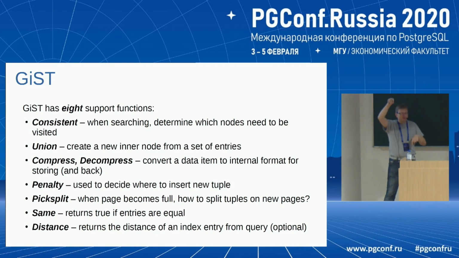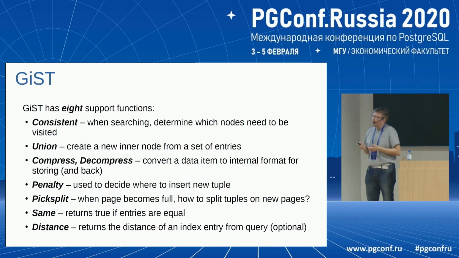When you're searching, you go down the tree. It calls the consistent function to decide which parts of the tree you need to go down into. And you have a union function, which is used when you insert new values, compress, decompress, they're not important. There's a penalty function that's used when inserting to decide where to put your value and so forth. And so when you define these functions for your data type, you can build the search tree.